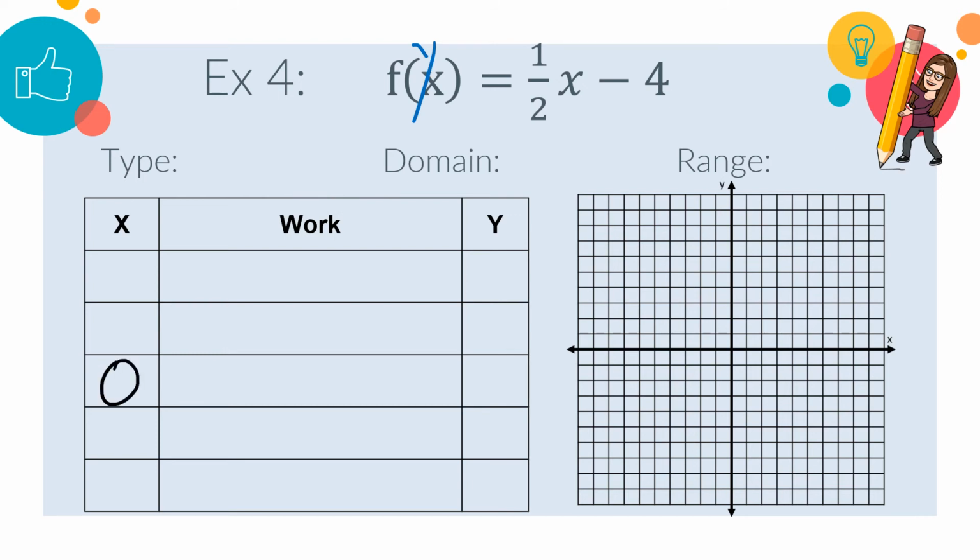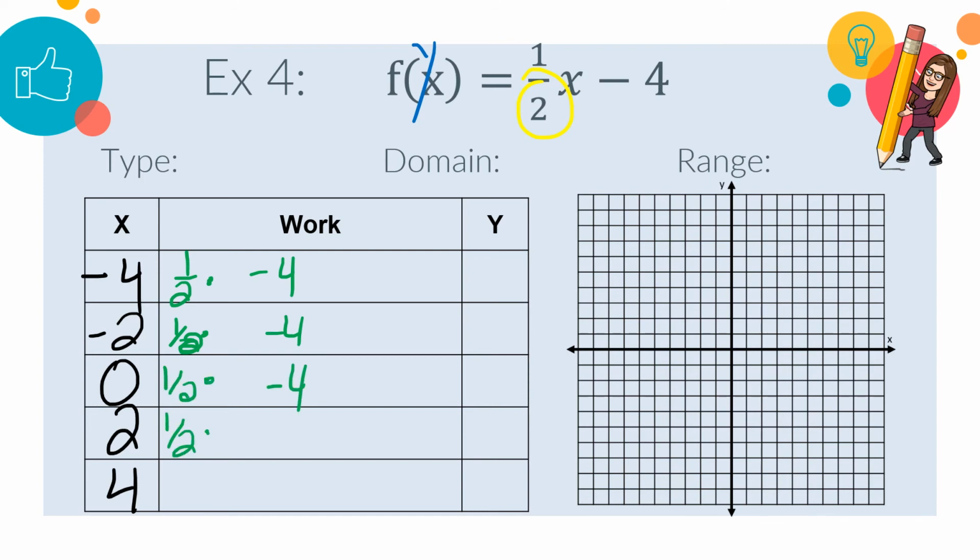0 in the middle. I have a denominator of 2, so I want factors of 2 to make my life easier. Do you have to? No. But again, it makes it easier because now I'm going to have 1/2 times x minus 4. Yes, I want to see the work. I'll always give you a spot on your paper for your work. That is an expectation.